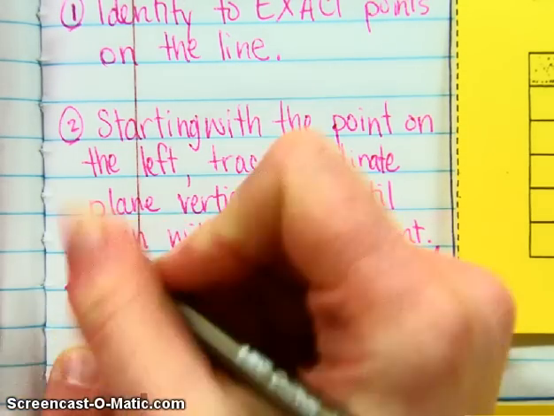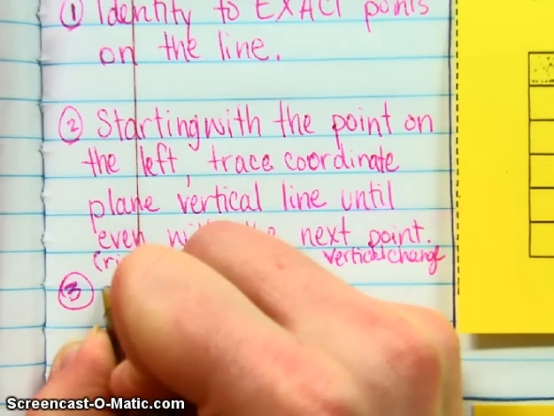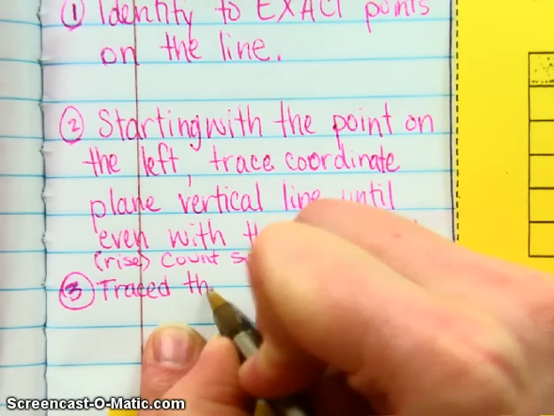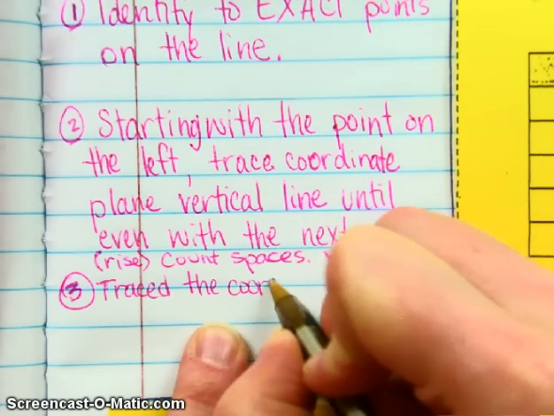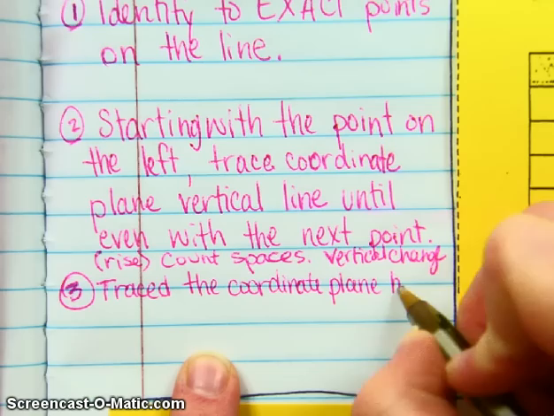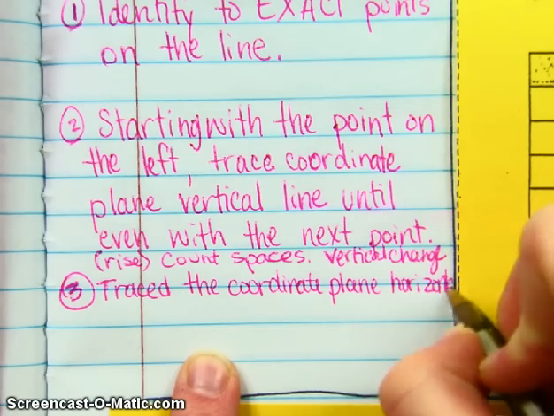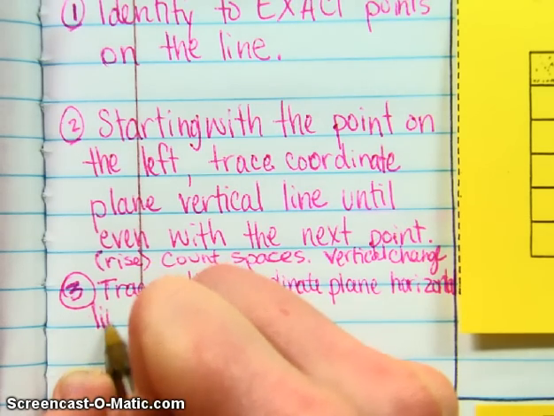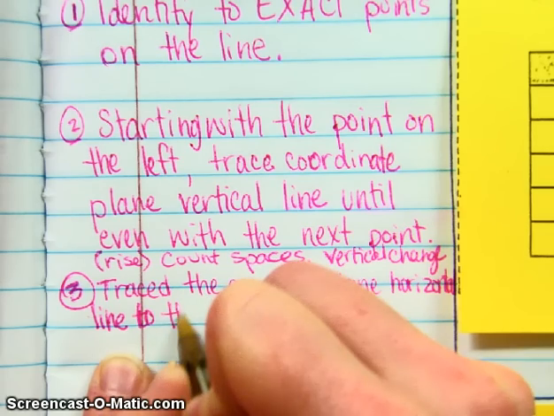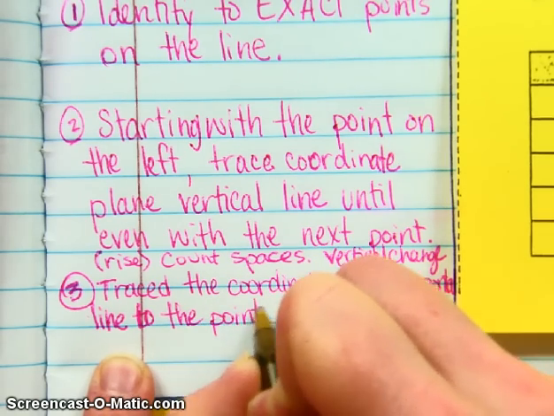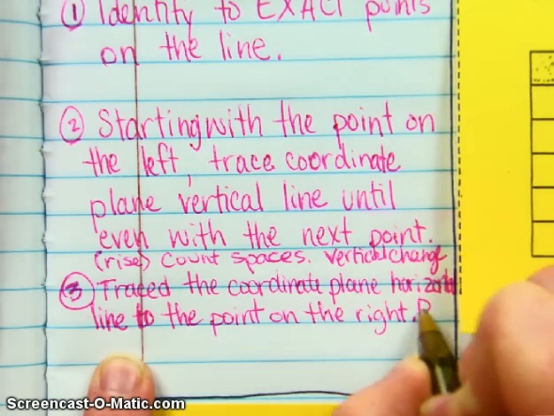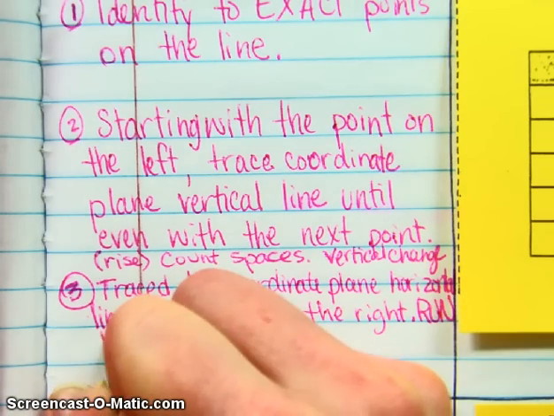Next, we traced the coordinate plane line, and we traced the horizontal line until you get to that next point, the point on the right. This tells us our run, which is our horizontal change.